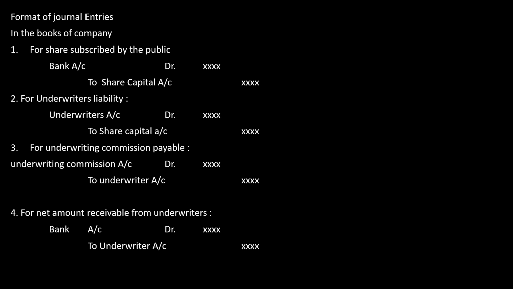For that you will write an entry here. Then underwriting commission, which is to be paid by the company to the underwriter, the due entry. Then the net amount to be received or paid by the company to the underwriter. That is the last entry, bank to underwriter, which means the company will receive money from the underwriter. If the company is going to pay, then underwriter to bank, the reverse entry. Next, there are some entries which will be posted in the books of the underwriter also. That we will see in the next slide.